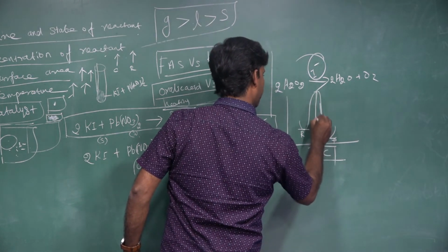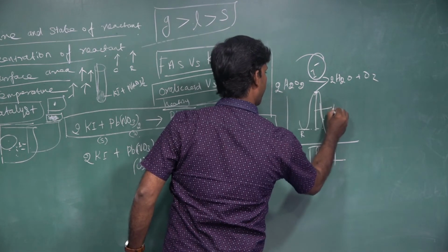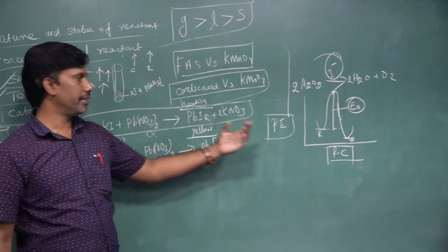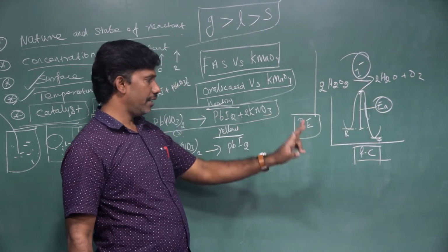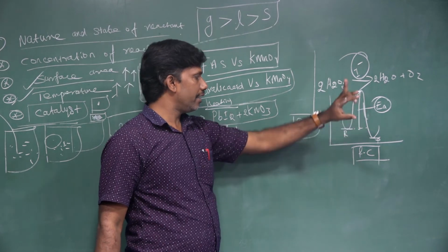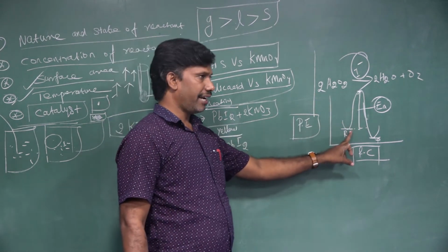This is the energy barrier. This is called EA, energy barrier or activation energy. EA is nothing but an energy barrier or activation energy. See, simply you are drawing a graph-like curve. You are simply saying EA. So I am explaining to you that this is a reactant.